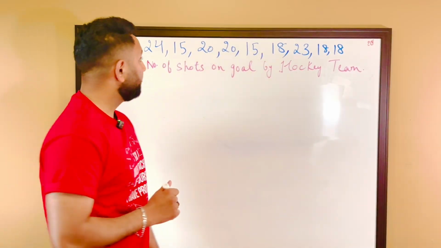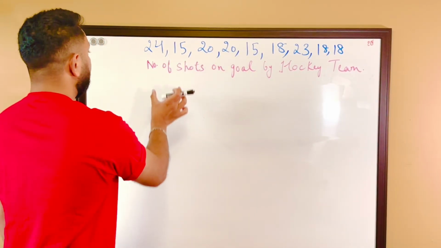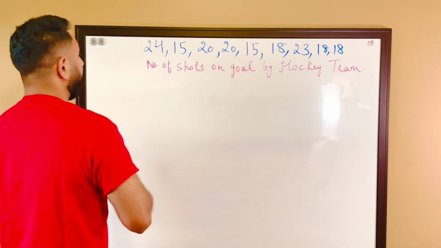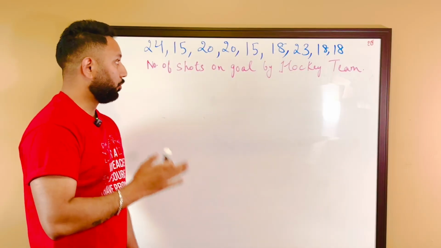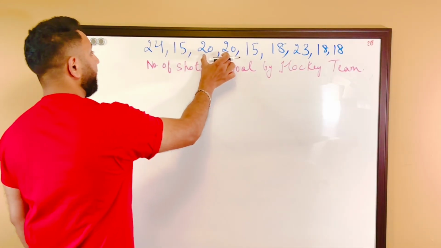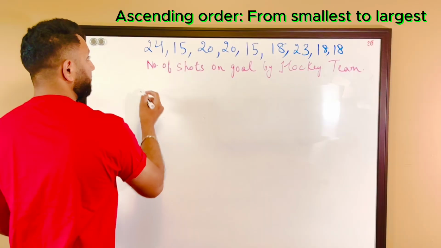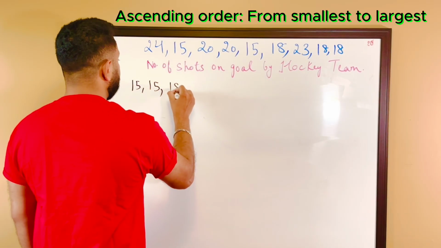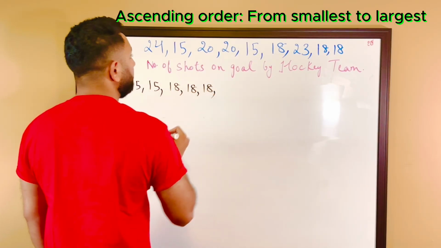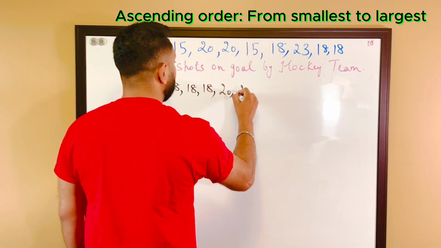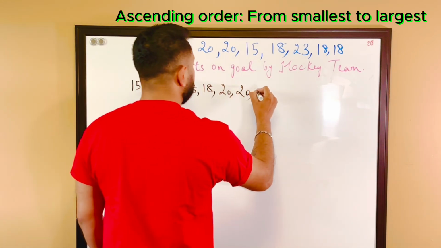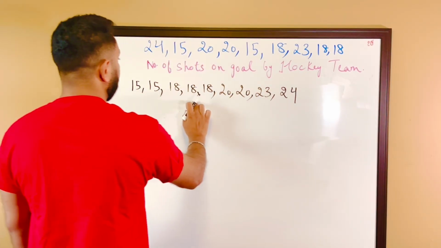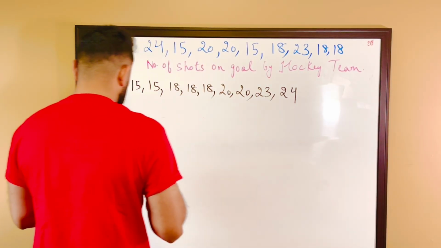So our first example is we are given this data. These are number of shots on a goal by a hockey team. So we need to find mean, median, and mode. So first of all, we're gonna arrange the data in ascending order, which is 15, 15, 18, 18, 18, 20, 20 two times, and then 23 and 24. 1, 2, 3, 4, 5, 6, 7, 8, 9.